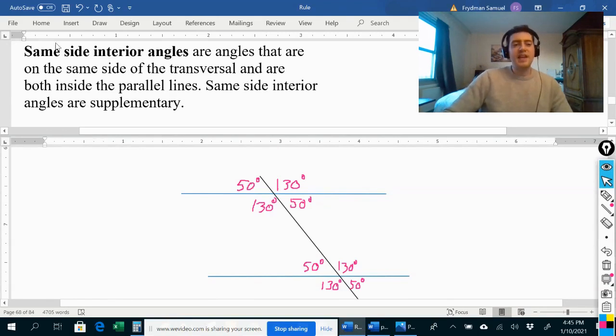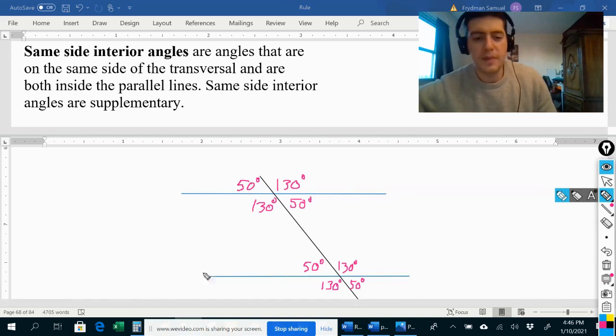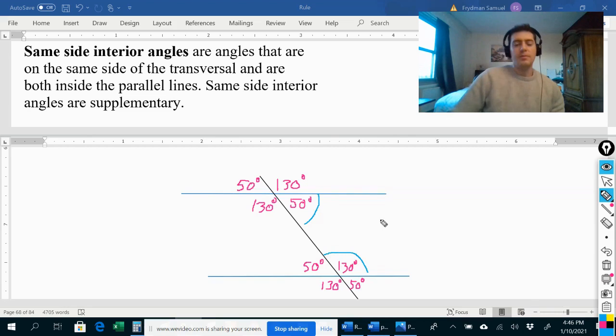They're not hard. Same side interior angles. It's easy to figure out what it means just from what the name is. So same side interior angles are angles that are on the same side of the transversal, duh, and are both inside the parallel lines. Again, because we have that word interior, so these guys are going to be inside the parallel lines.